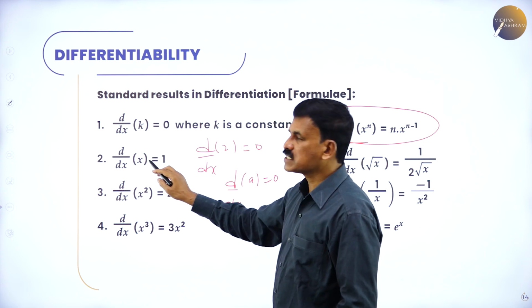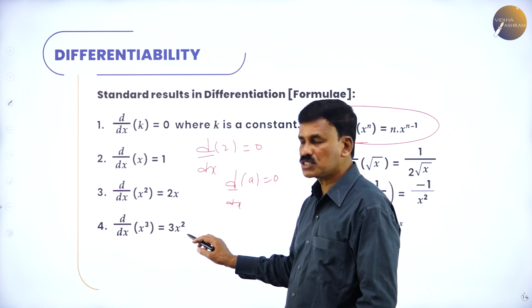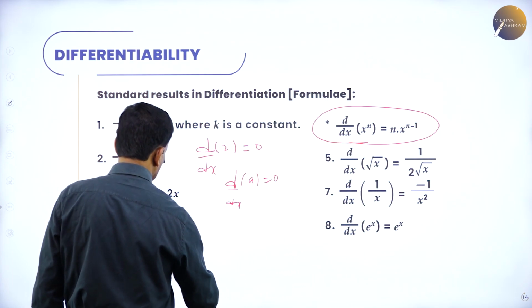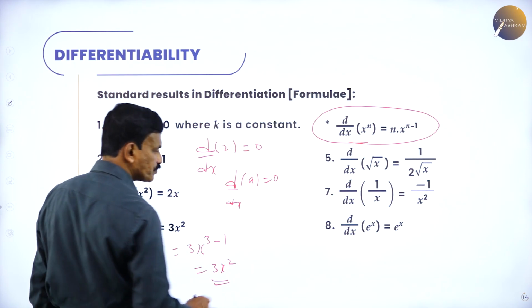d by dx of x, the derivative of x is 1. Differentiation of x square is 2x. Differentiation of x cube is 3x square, because what is n here? n is equal to 3, so 3x to the power of 3 minus 1, that is 3x to the power of 2.